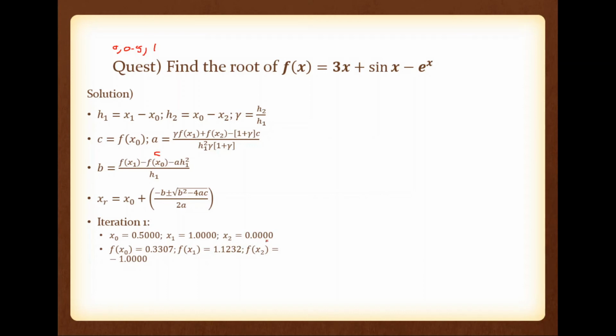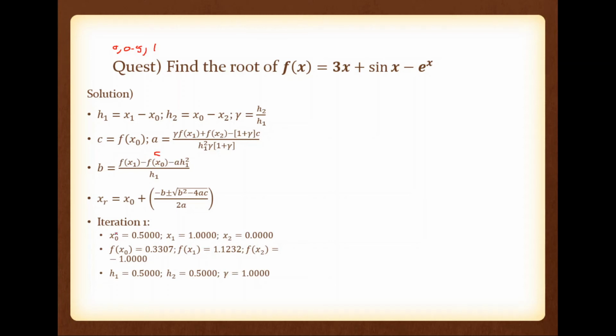0.5000. Right? So h1 is 0.5000. h2 is 0.5000. Now what is gamma? Gamma is h2 by h1. So that is 1.0000. So that is gamma. Once we have these values, then we can find a, then after that b.